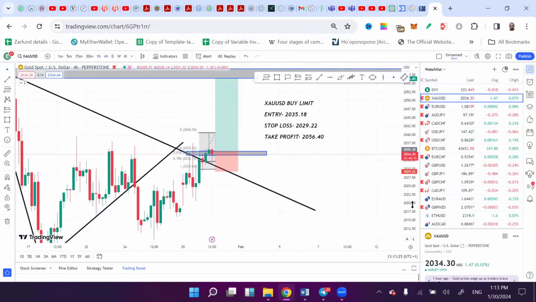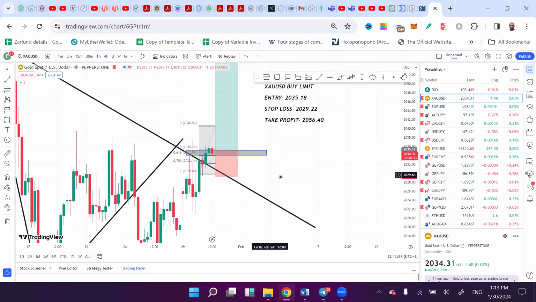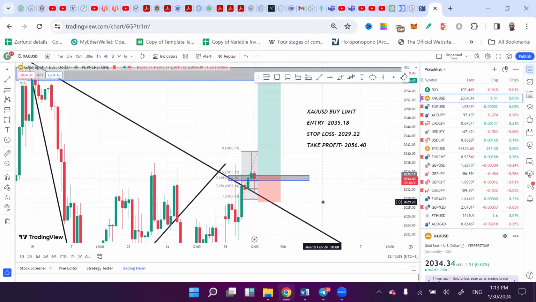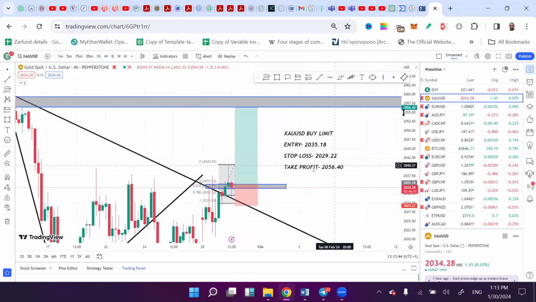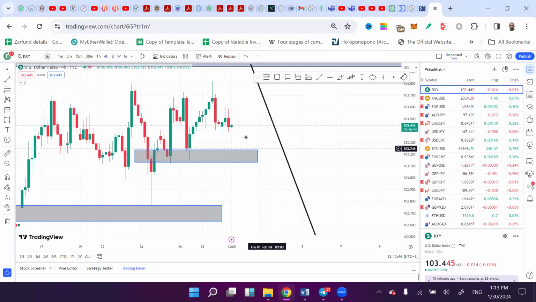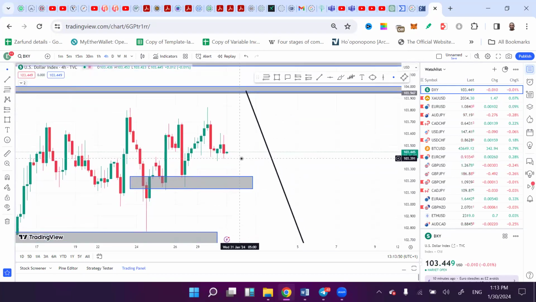So now the bias I have on gold, which I would hold on for now before taking, I would like to see news events come out before I get into the trade. But my bias right now is that gold is going to buy, right? Now, normally, my bias on the dollar index is that price is going to buy to this area before selling.